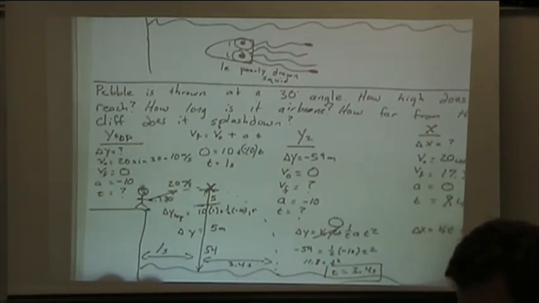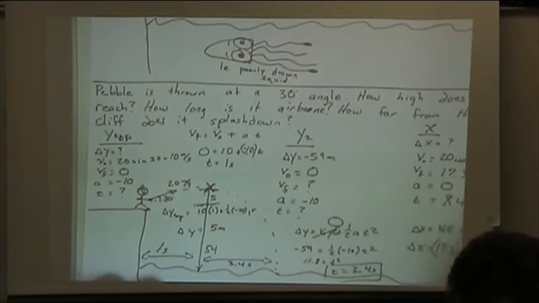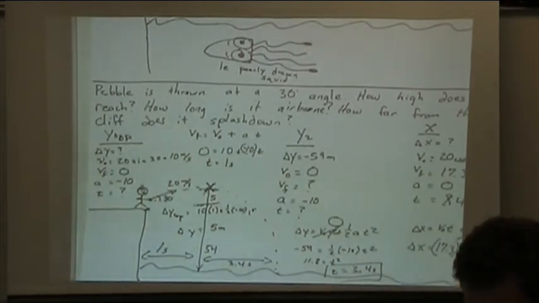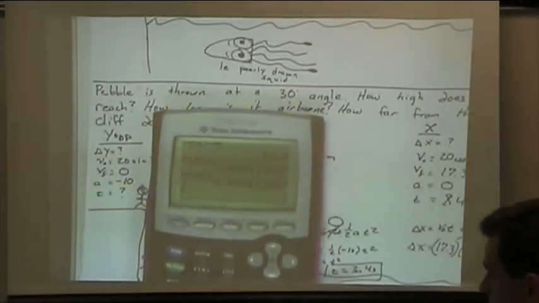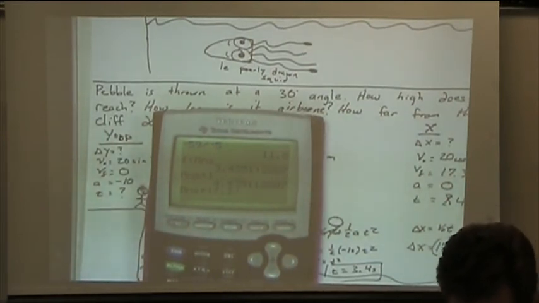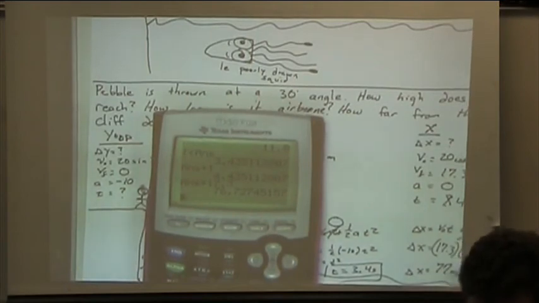Since A equals 0, we can cross out that whole second term, and our equation gets really easy really quick. 17.3 times 4.4. And again, I'm keeping some extra digits in my calculator, and I'll round off at the very end. So there's my 4.4 seconds multiplied times 17.3. Delta X is going to equal 77 meters.